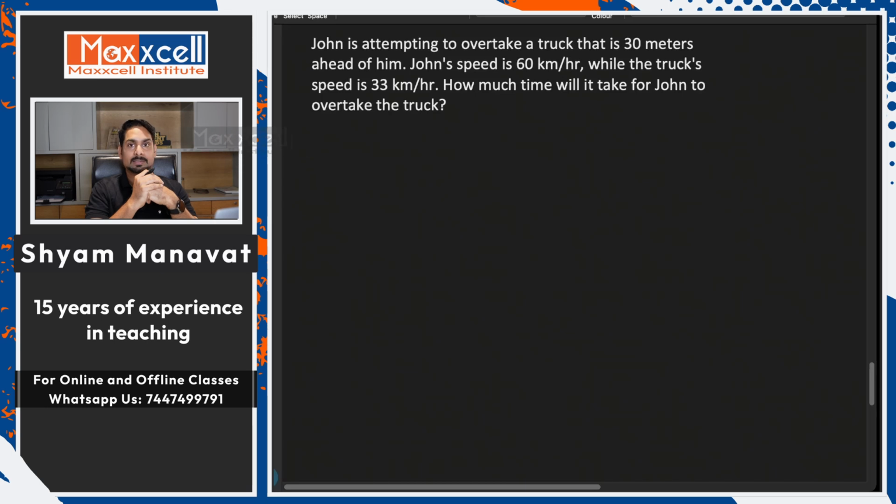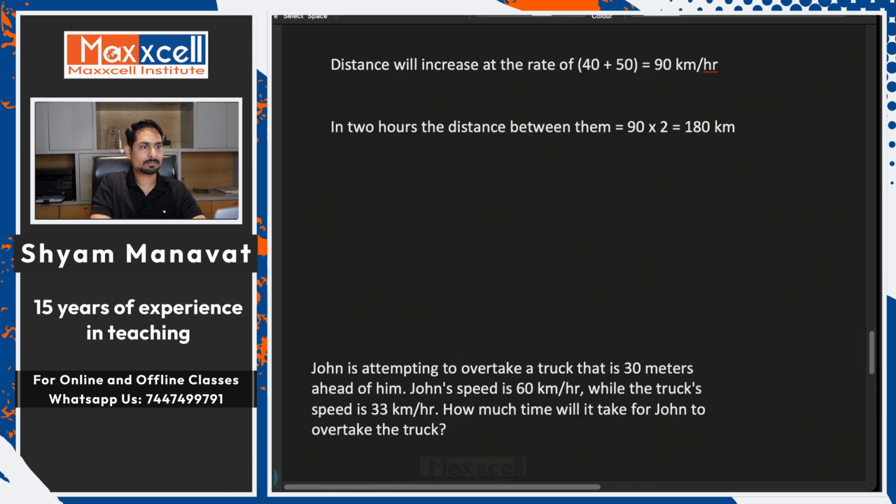The difference is 30 meters. What is the unit? Meters. What is the unit of the speed? Kilometer per hour. So first of all, you need to convert the unit of speed into meter per second, so everything is in the same type of units, right? So how much time will it take for John to overtake the truck? All right, so let's say John is here.